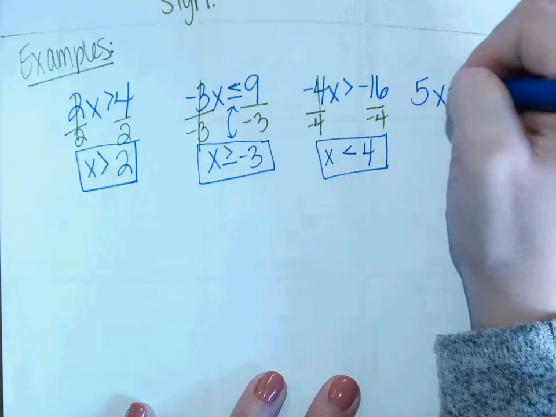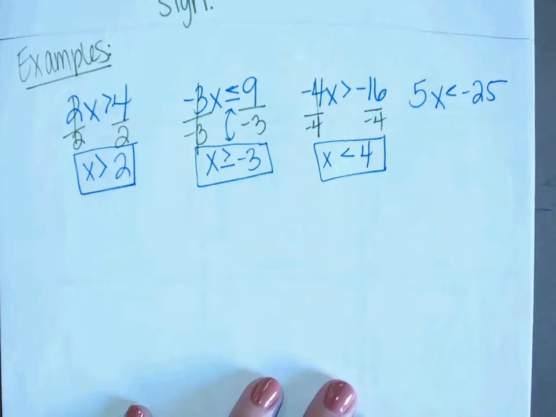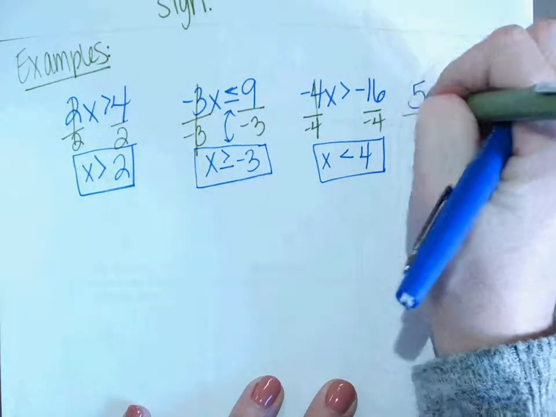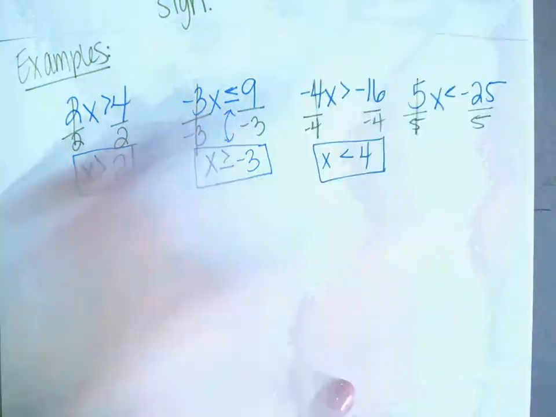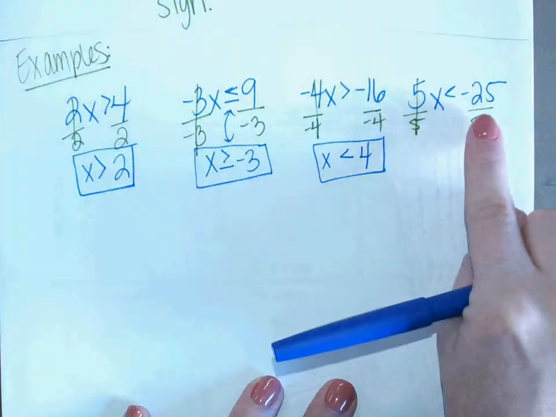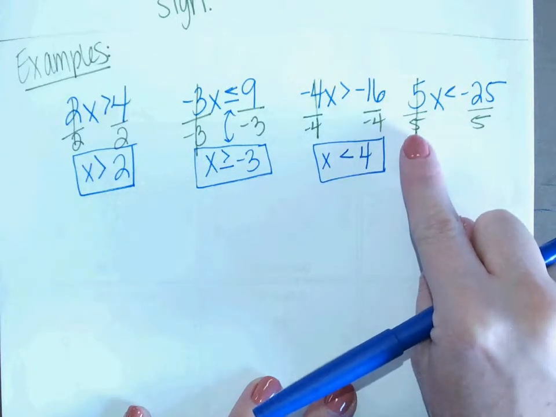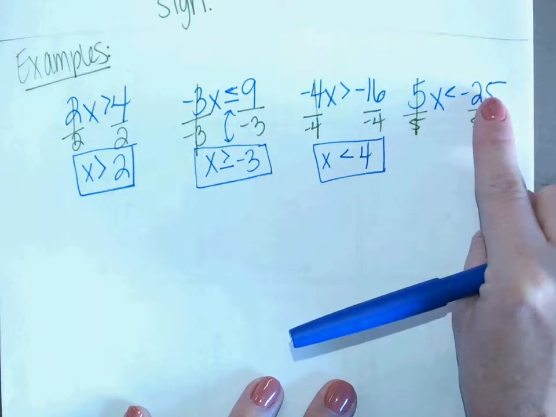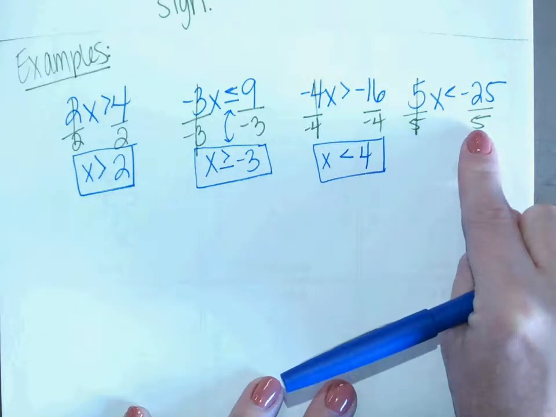Okay, now what about this one? 5x is less than negative 25. How do you solve for x? Divide by 5 on both sides. Did you multiply or divide by a negative? No, we didn't. Did you divide by that negative 25? No, you divided by that 5. It stays the same.